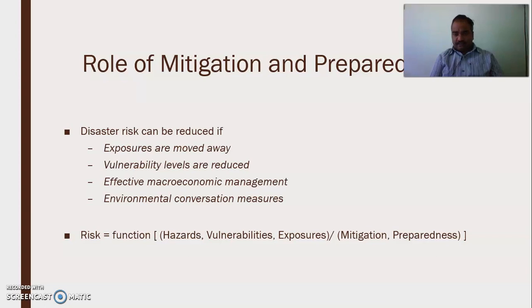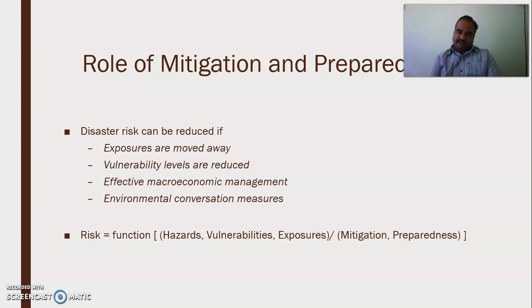As we can see, disaster risk can be reduced, see the four points here, if exposures are moved away from the area which is being hit by the disasters. See the coastal regions: immediately before the start of floods or cyclones, the people who are there will be shifted to higher areas. Why? Because the exposures will be reduced. If they still stay there at the beaches, then the exposures will be very high, so there will be a huge amount of loss of life. So that's why the first point is that exposures are to be moved away.